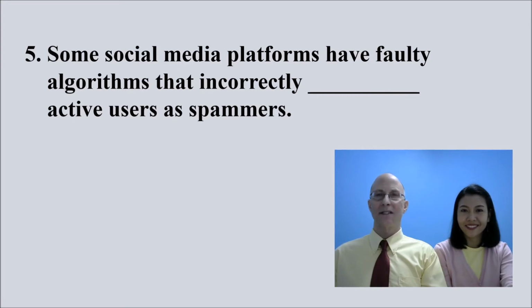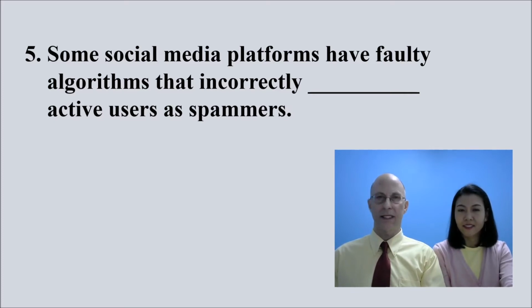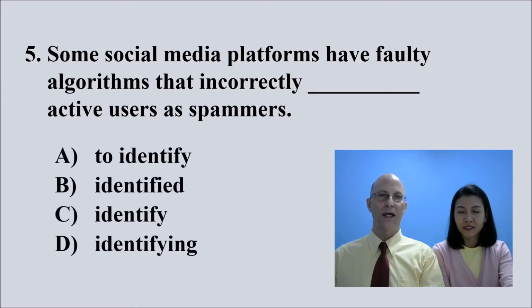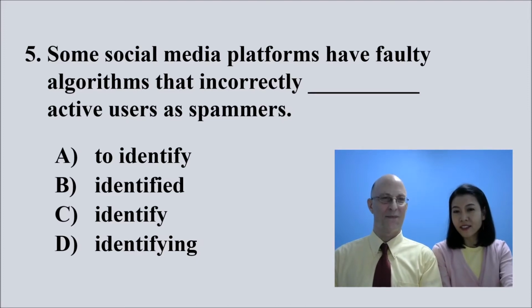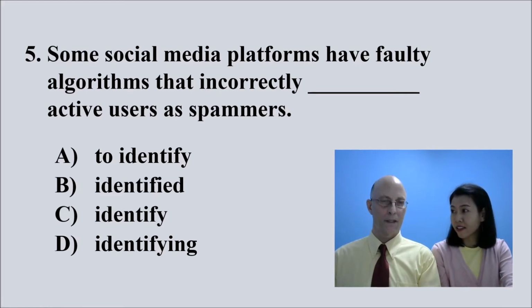Number 5. Some social media platforms have faulty algorithms that incorrectly blank active users as spammers. A, to identify. B, identified. C, identify. D, identifying. Yudee, is there anything that you can pick up here that you notice right away will help you? Yes, I noticed a tense. This is simple tense. And then you can see verb 1, right, have. So it shows the meaning of this sentence is a fact. Yeah, excellent. Verb 1, or present simple tense, tells us that it's a fact.